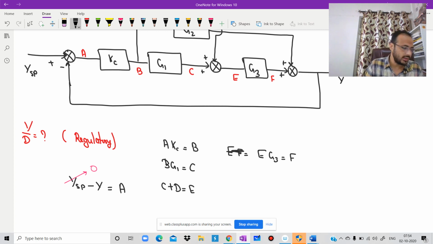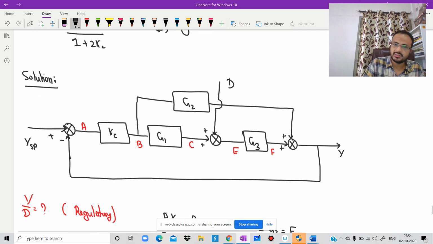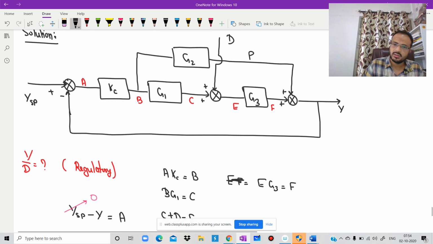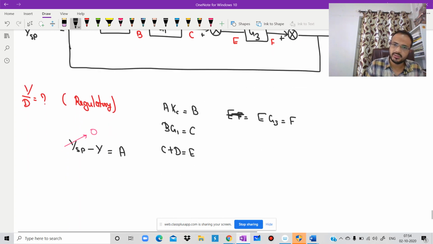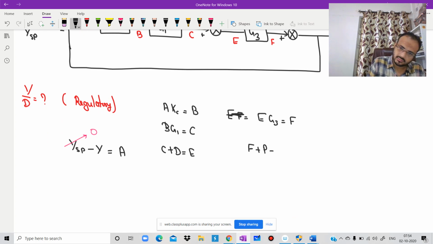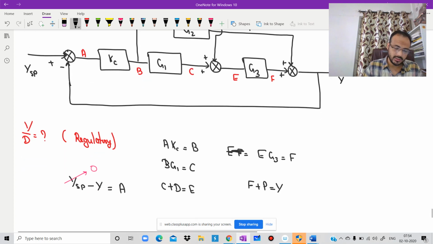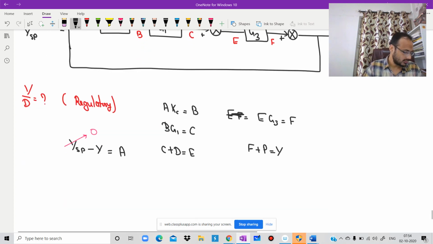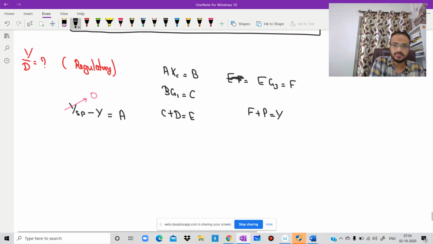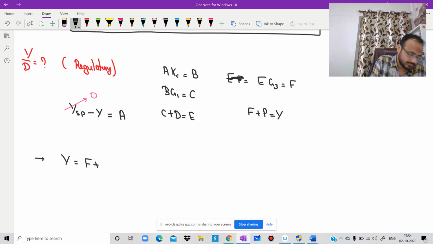Then remaining, give some name to P. This F plus P is equal to I. Then here B is coming, B into G2 is equal to P. Is it clear up to this point? There should be no doubt. Now we will go step by step. Y is equal to F plus P.